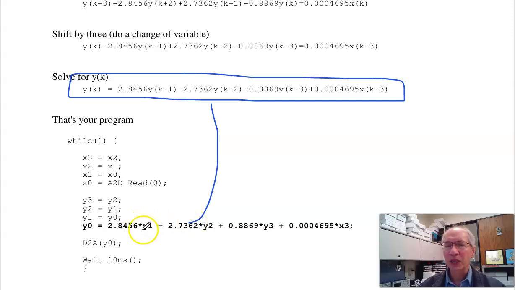Presumably, once I calculate y, do something with it, like spit it out to a D to A converter. Wait 10 milliseconds, that's my sampling rate T, then repeat. That's why we like the z-plane. I can implement a filter in the z-plane exactly.